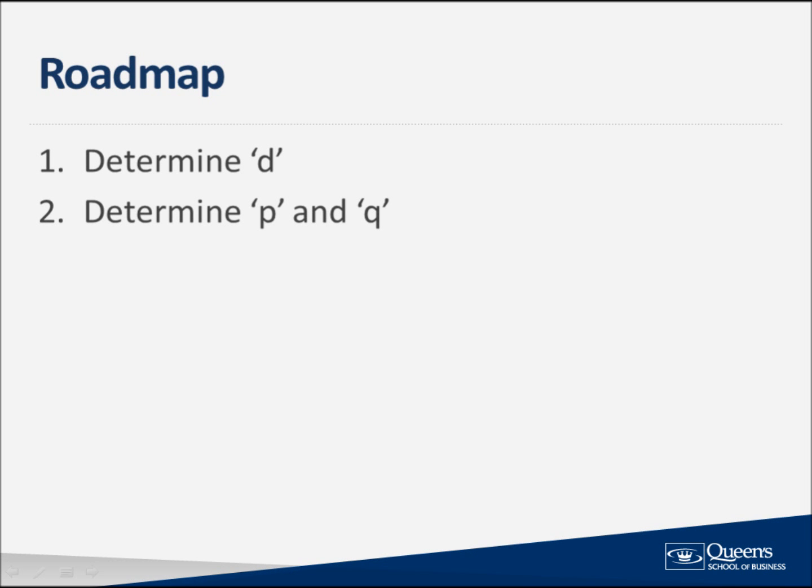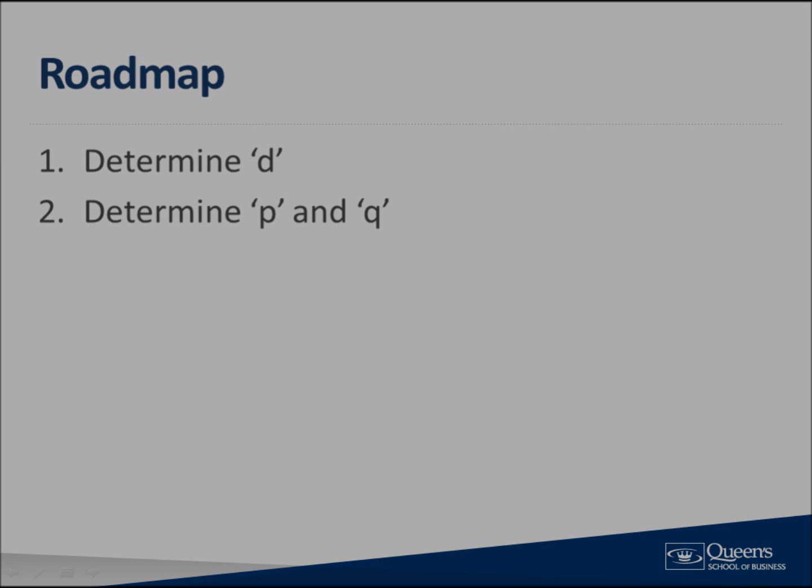To determine P and Q, we need to plot the correlogram and visually inspect the patterns in the ACF and the PACF. This takes practice and is not as straightforward as selecting D. Now let's go back to the main gretl screen and create the correlogram.